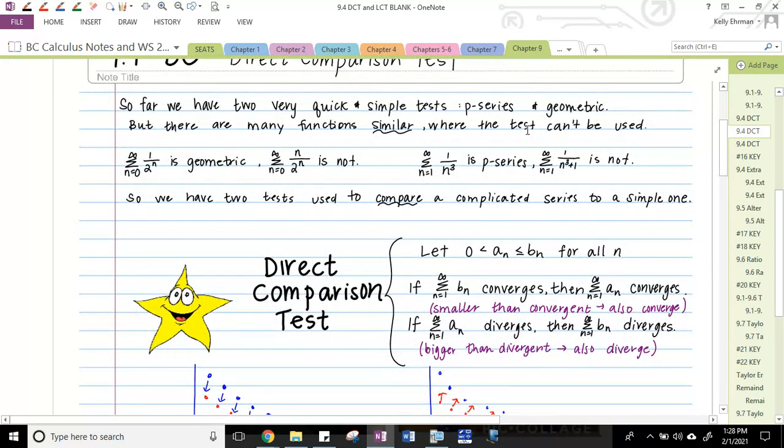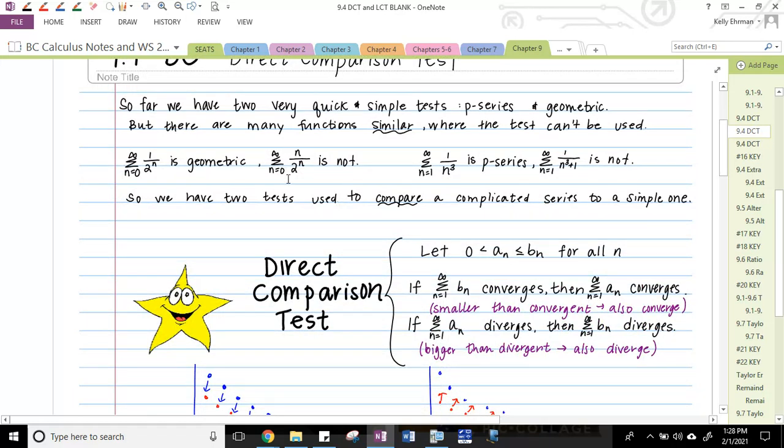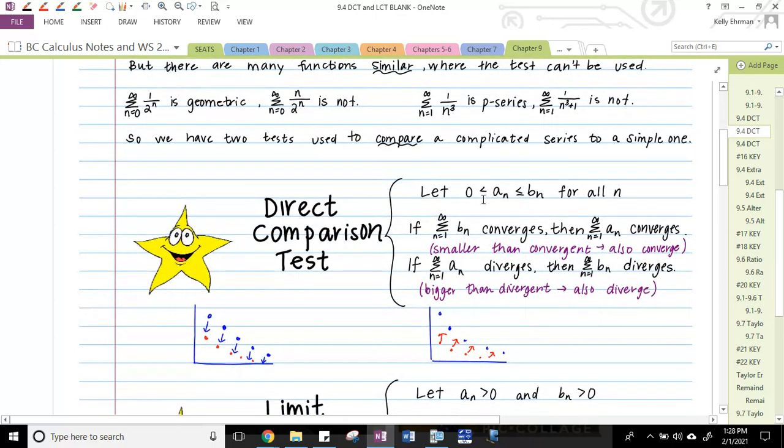So far we had pretty simple tests. P-series, geometric, those are easy rules to figure out if a series converges or diverges. But there are a lot of series that are similar to a P-series or similar to geometric that aren't quite those, and so we can't use those quick tests. Rather than always going to an integral test, which sometimes is not so bad and sometimes is terrible, we can compare these unknown series to series that we do know, geometric or P, and try to do some sort of comparison. Okay, so you might have to pause my video to copy down what this says.